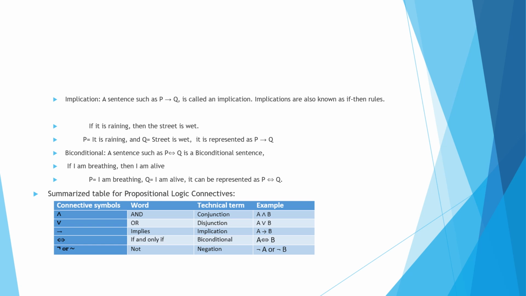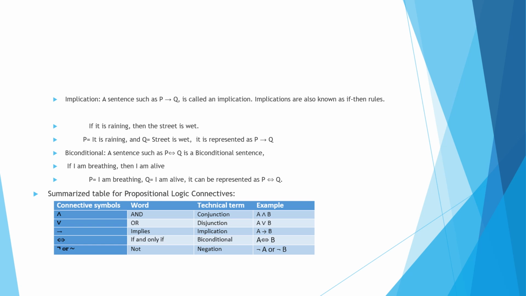So in this statement, we know that two statements are there. The first statement is assigned to P and the second statement is assigned to Q. It is raining, we assign to variable P. Street is wet is assigned to variable Q. So how to write the implication statement? It can be represented as P implies Q, so we have to use the arrow symbol for implications.